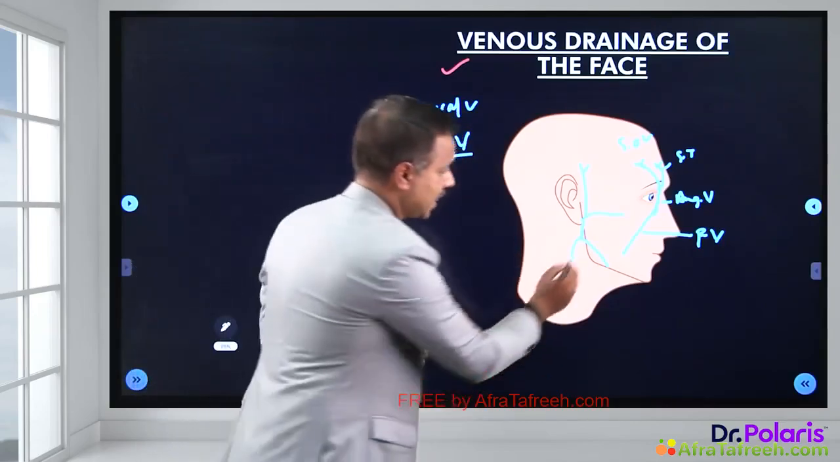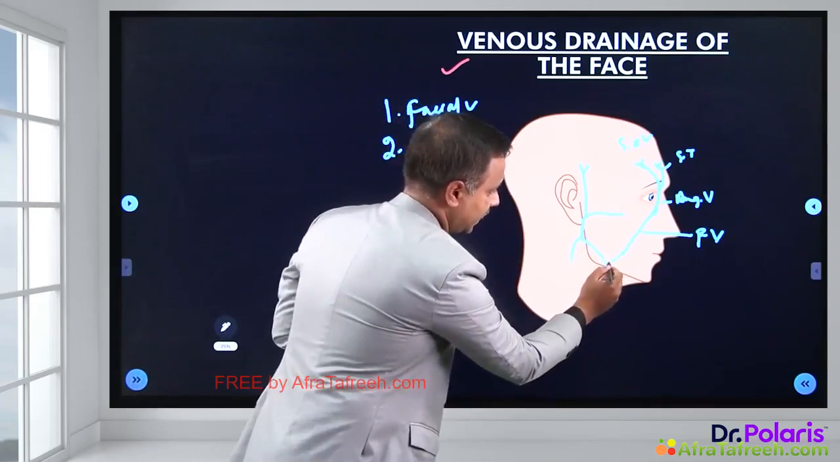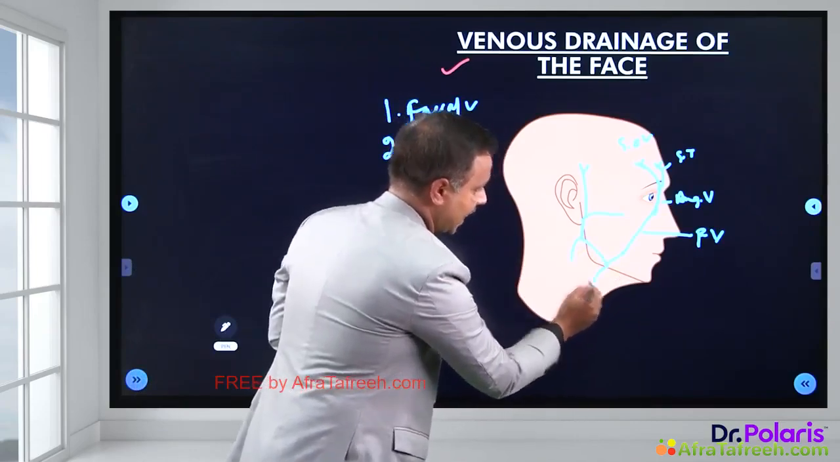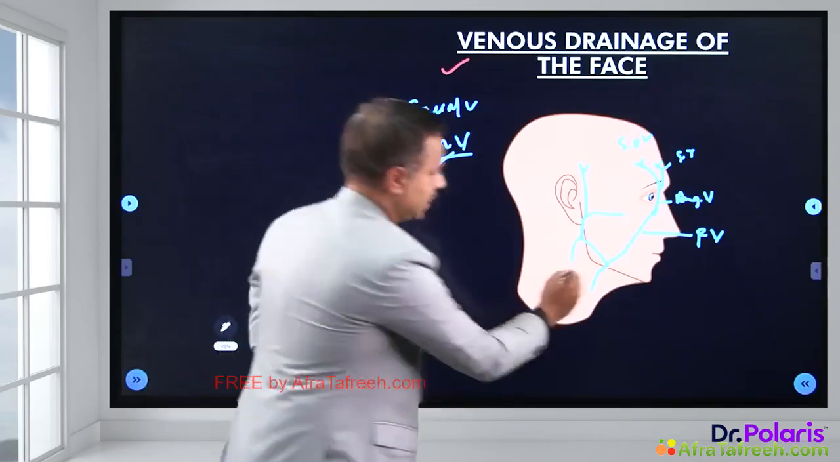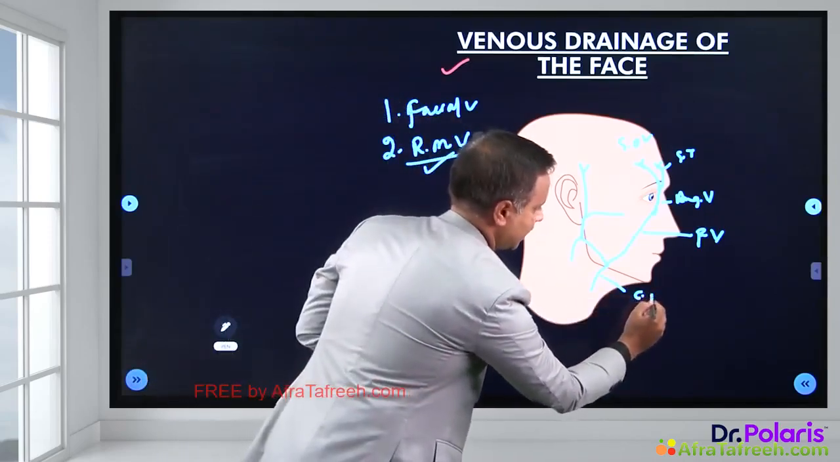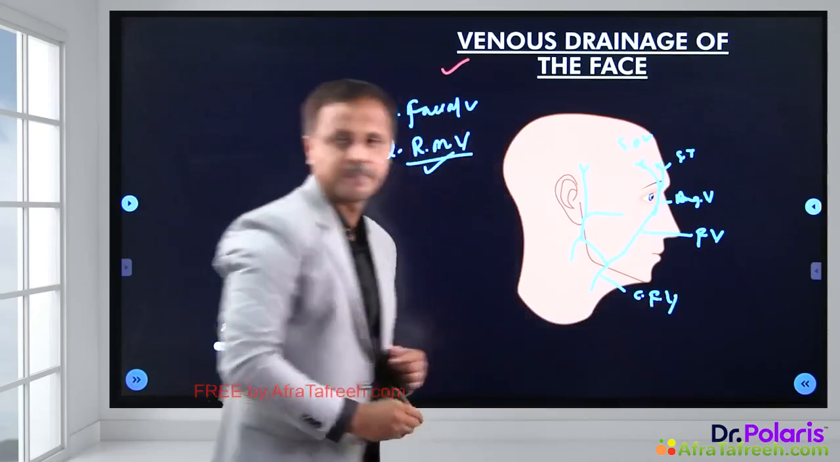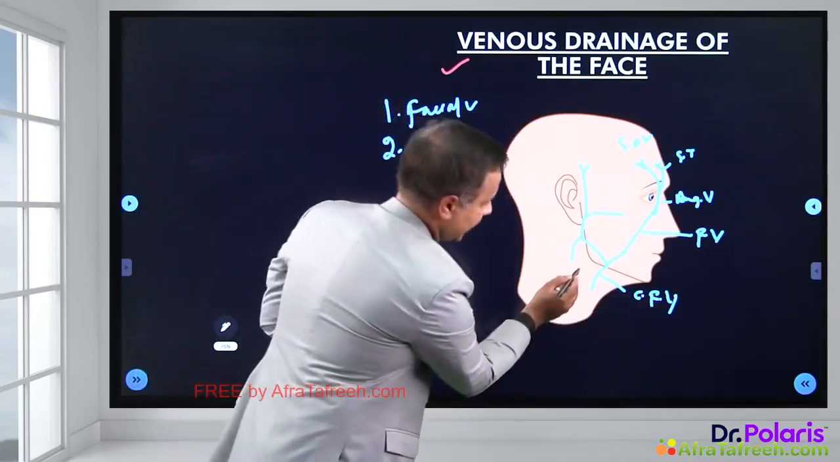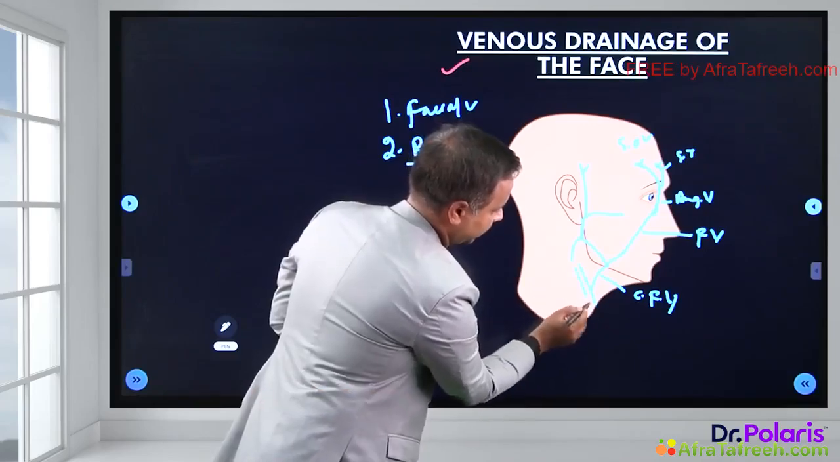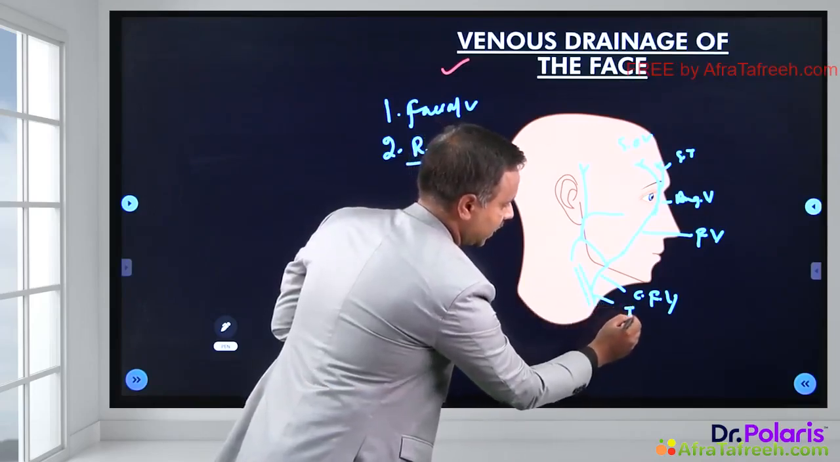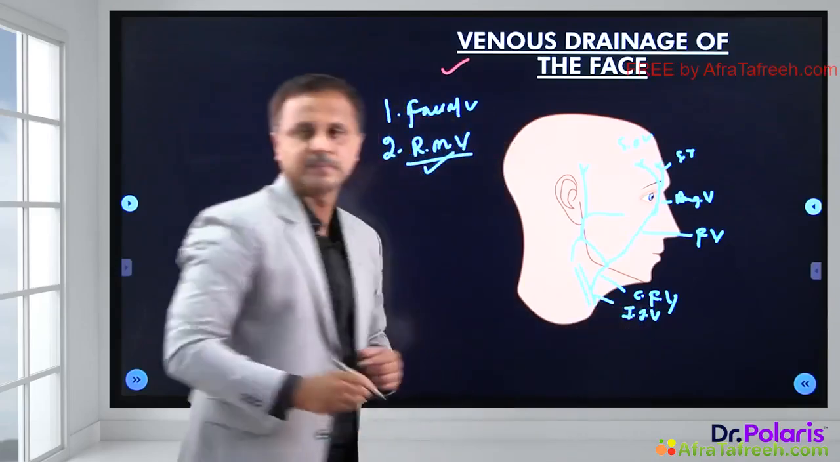Why do we need to know this? The anterior division will unite with the facial vein and form the common facial vein. So this is the common facial vein. The common facial vein will ultimately drain into the internal jugular vein.